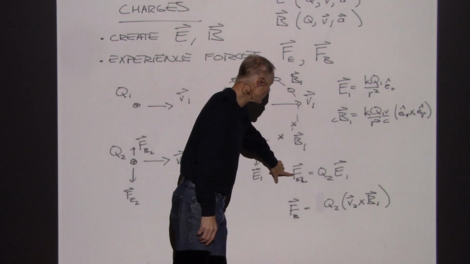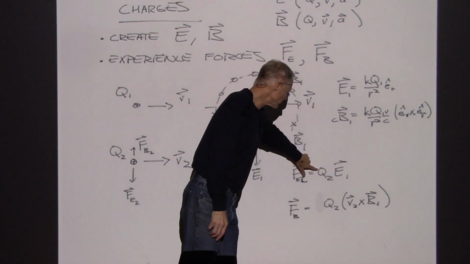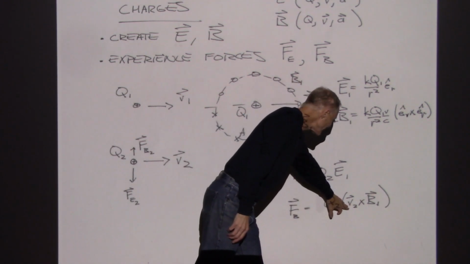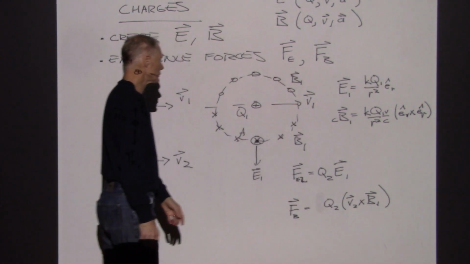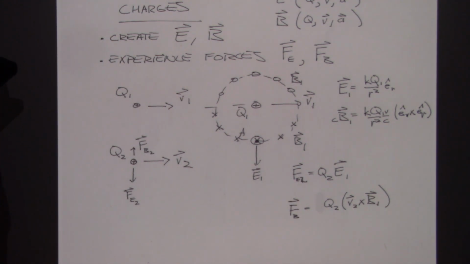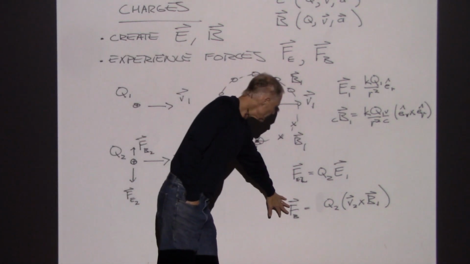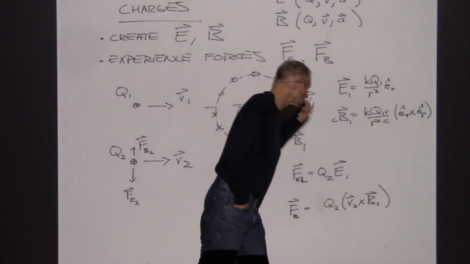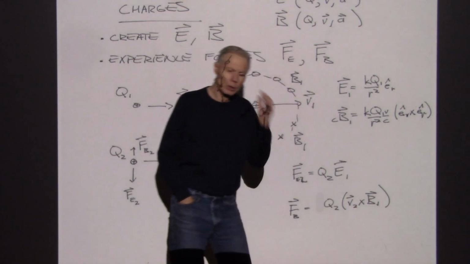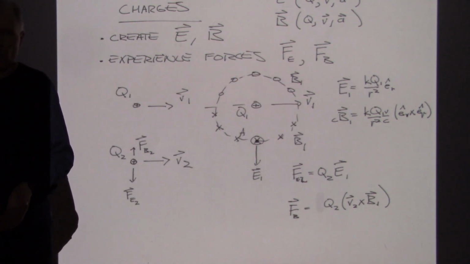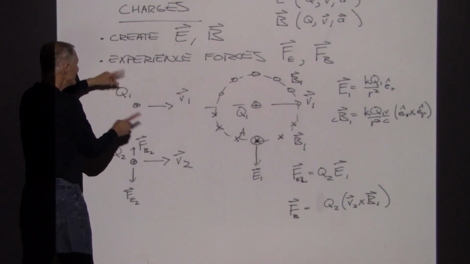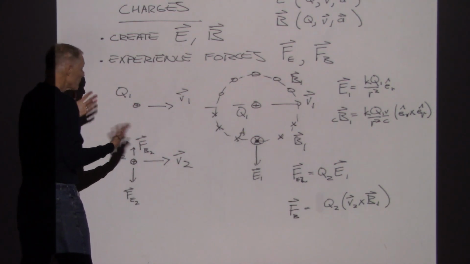So charge 2 will feel a force due to the electric field from charge 1, and it will also feel a magnetic force due to the magnetic field of charge 1. Okay, so it gets a little crazy here, huh? Now the force that charge 2 experiences is going to depend not only on the magnetic field from charge 1, but also on its own velocity. So for these two charges to exert magnetic forces on each other, they both have to be in motion.